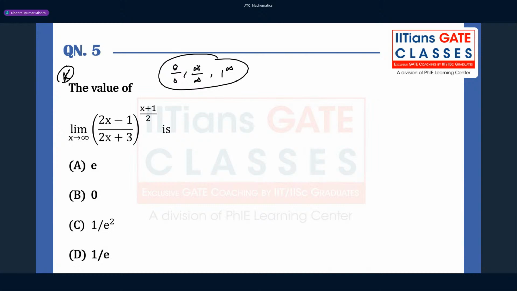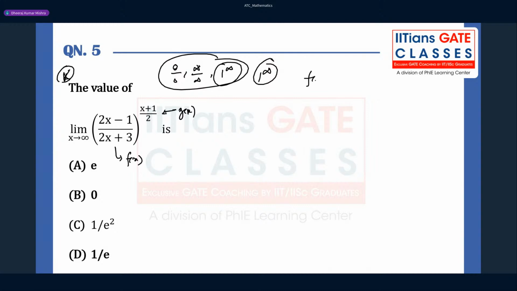So here you can check, right? What kind of situation is here? It is nothing but the 1 to the power infinity form. So whenever this kind of situation is given, whenever you get the 1 to the power infinity form, what you can do here is consider this as f of x, and this as g of x, right?